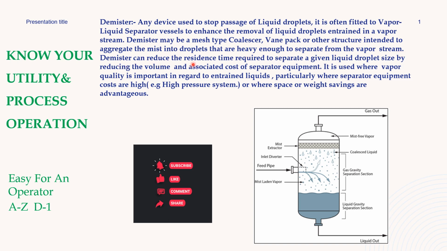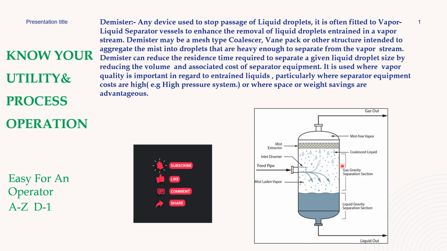The demister can reduce the residence time required to separate a given liquid droplet size by reducing the volume and associated cost of separator equipment. It is used where vapor quality is important in regard to entrained liquids, particularly where separator equipment costs are high, for example, high pressure systems, or where space or weight savings are advantageous.